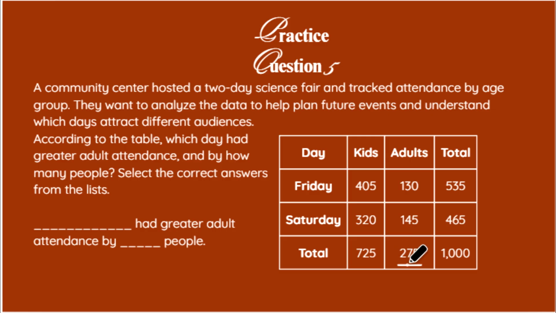So, oh wait, that's the total. That can't be the answer. This is the day that had the greater adult attendance. So Saturday had the greater adult attendance by 15 people. The difference between Friday and Saturday was 15 adults. Okay, you just do 145 minus 130.